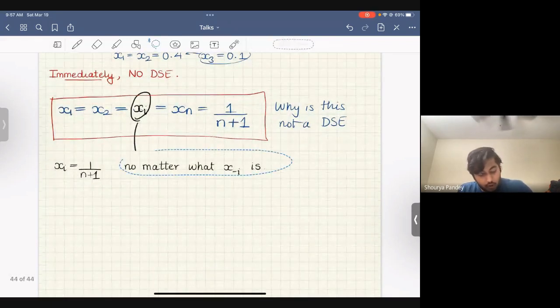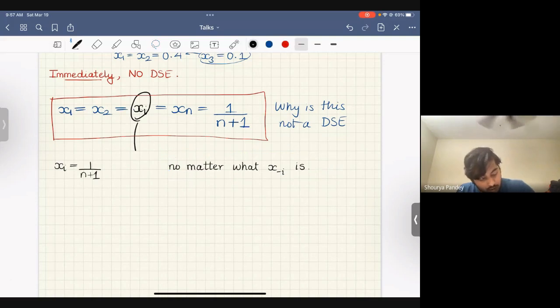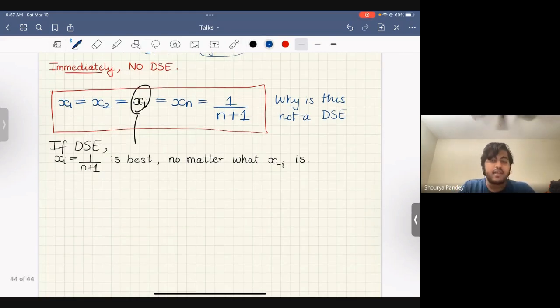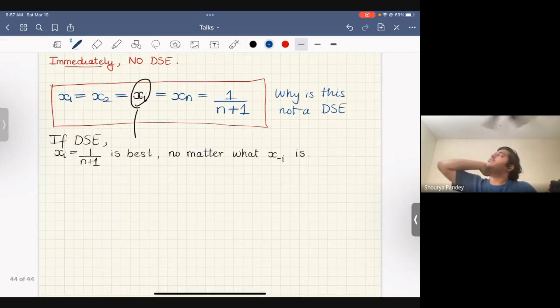So for a dominant strategy equilibrium, if DSE, then this should be best no matter what the other xi's are. But that's not true here. We're saying that 1 over n plus 1 is the best if the others are also 1 over n plus 1. And so that's not the same as DSE, right? Okay. And so what this really means is that we're defining something which is much weaker than a DSE.